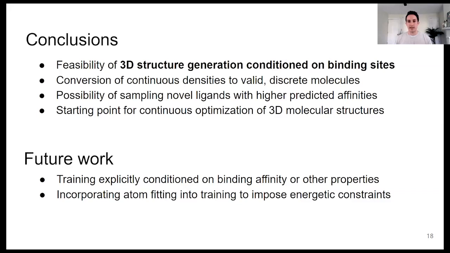That being said, there are many avenues for future work. We would like to train a model that explicitly conditions on the binding affinity as well as on the receptor binding site. In addition, we would like to integrate atom fitting directly into the training procedure so that we could impose energetic constraints on the generated molecules. Hopefully, these modifications would allow us to more consistently generate molecules with low energy and high predicted affinity.